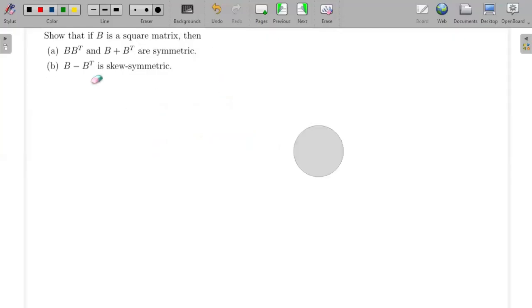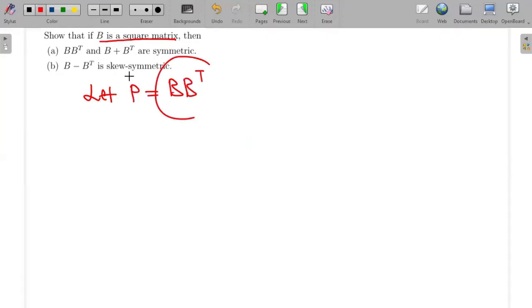So now let's solve this question with confidence. They're saying, show that if B is a square matrix, then B multiplied by B transpose and B plus B transpose are symmetric matrices. So what are we going to do there? The first thing we're going to say, let P be equal to B times B transpose. If this is symmetric, then we expect that P transpose should be equal to what? To P. We already have P, so we just have to find P transpose.